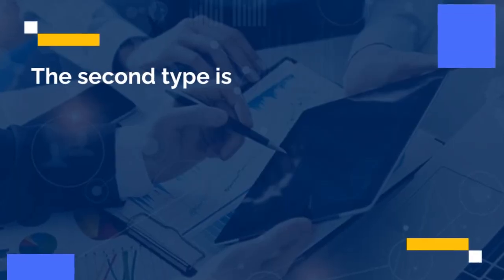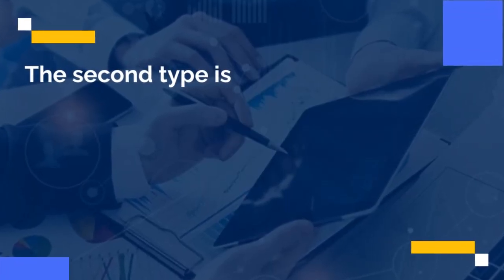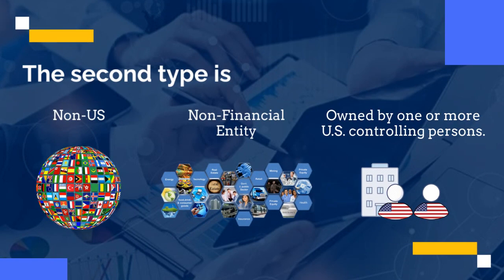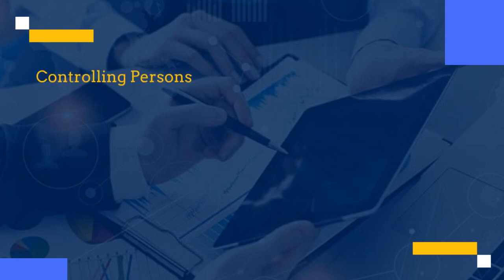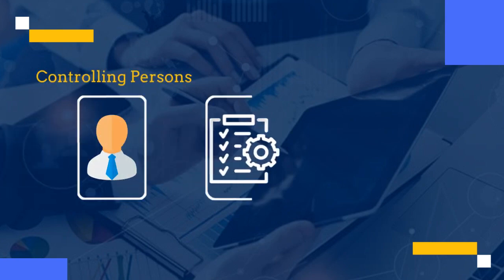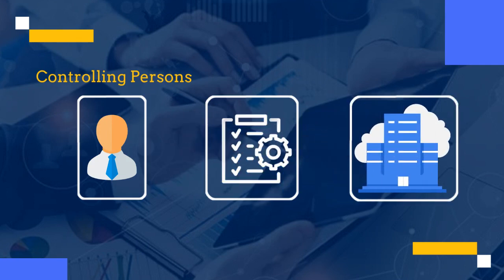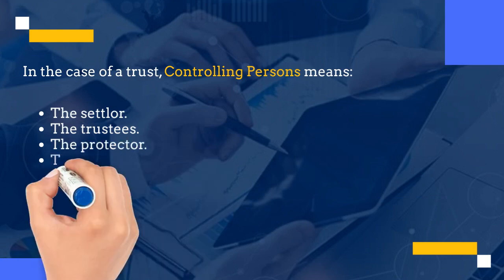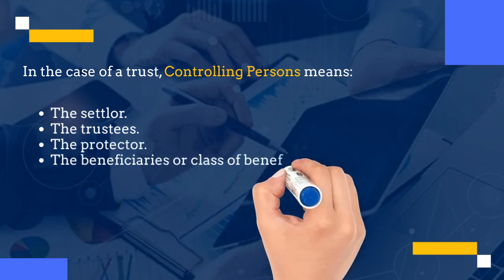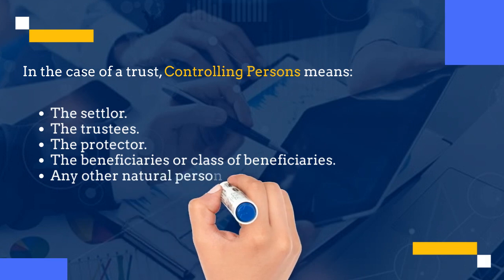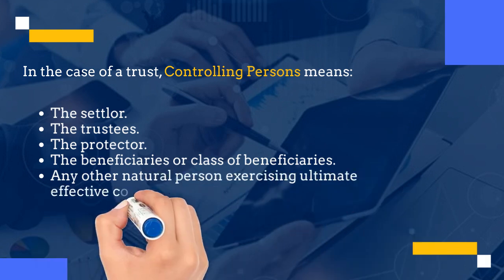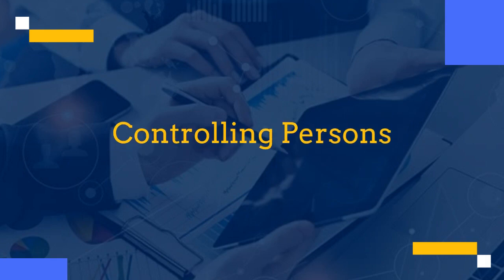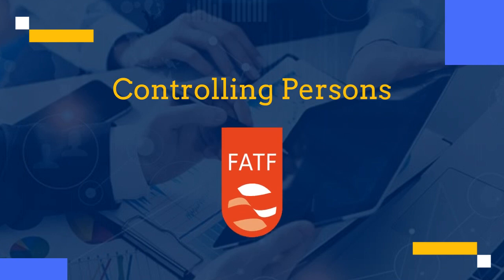The second type of corporate customer, who should provide the W-8BEN-E form, is a non-U.S., non-financial entity, owned by one or more U.S. controlling persons. The term controlling persons means the natural persons who exercise control over an entity. In the case of a trust, such term means the settlor, the trustees, the protector, if any, the beneficiaries, or class of beneficiaries, and any other natural person exercising ultimate effective control over the trust. The term controlling person shall be interpreted in a manner consistent with the Financial Action Task Force recommendations.